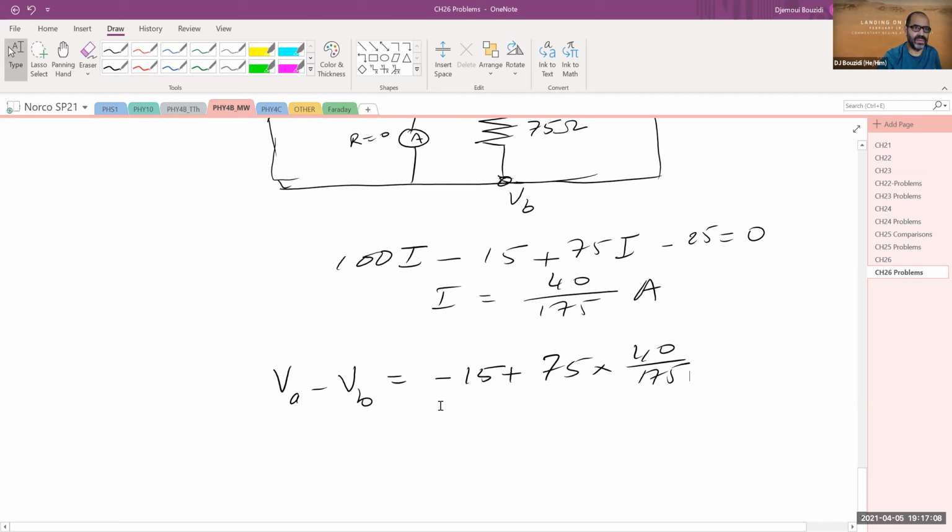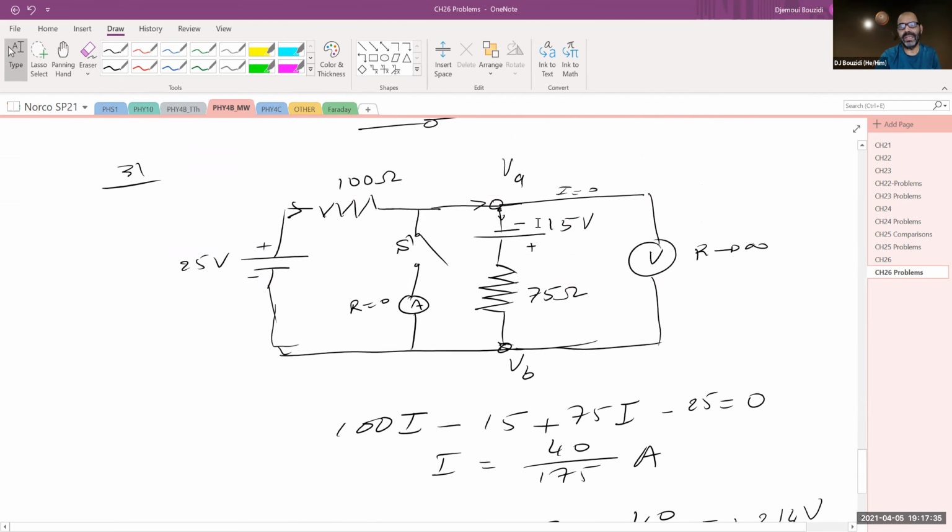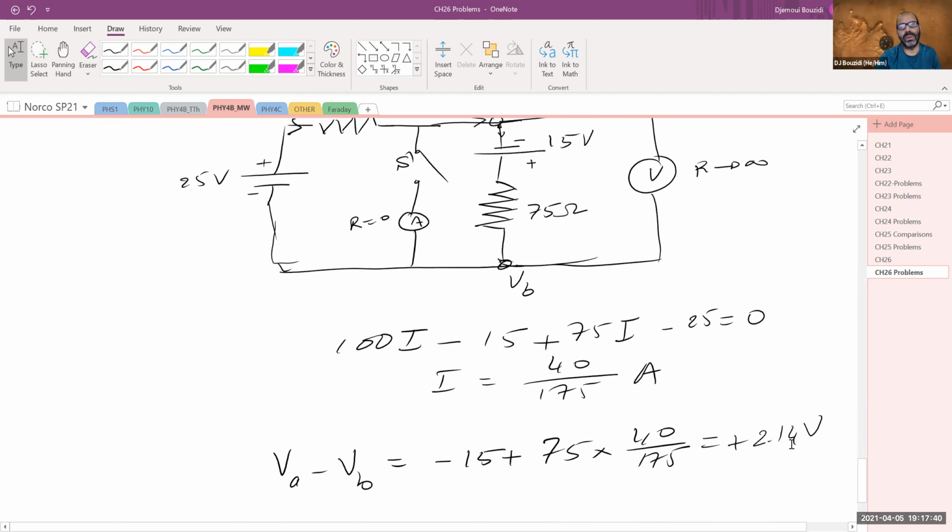75 times, I forgot the number, if it turns out to be positive or negative, I really don't remember the numbers. So let me do it quickly in my calculator. So negative 15 plus 75 times 40 over 175. It turns out to be a positive number. So this is positive 2.14 volts. Okay, that's correct. Now, that means A is higher than B by this much, 2.14 volts.